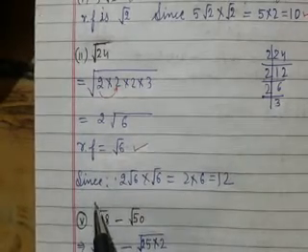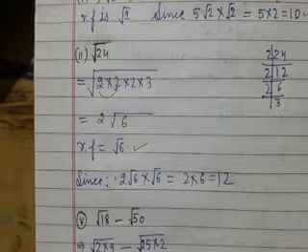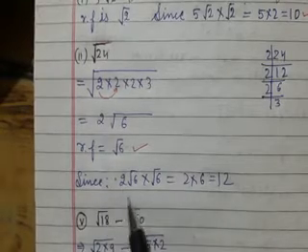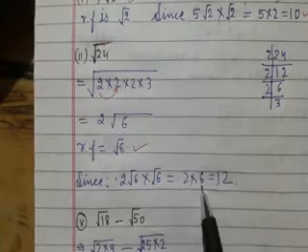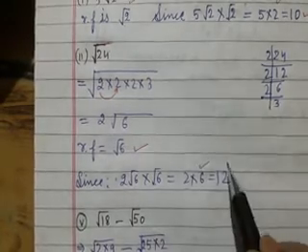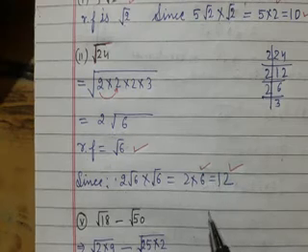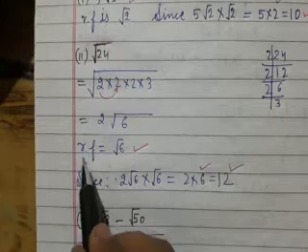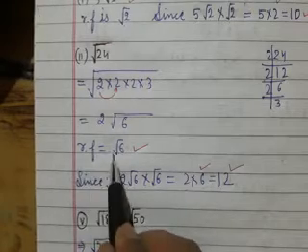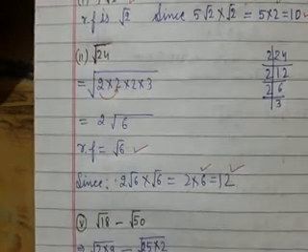Now we can check whether it is rationalizing or not. For that we multiply 2 root 6 with root 6. Root 6 into root 6 is 6, and 2 times 6 is 12. So 12 is a rational number. Therefore root 6 is the rationalizing factor of the given question.